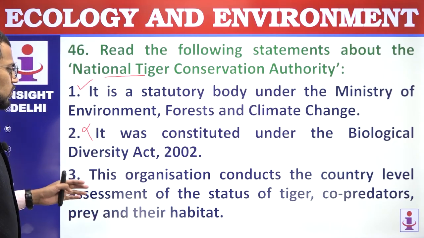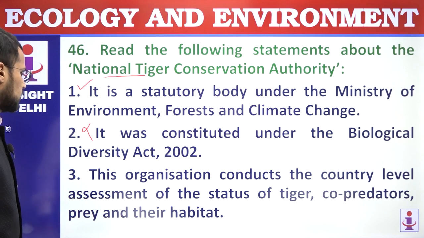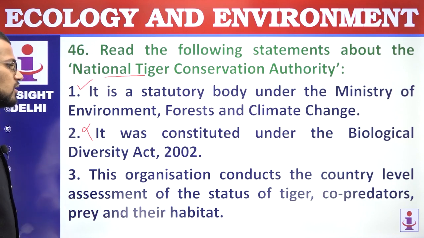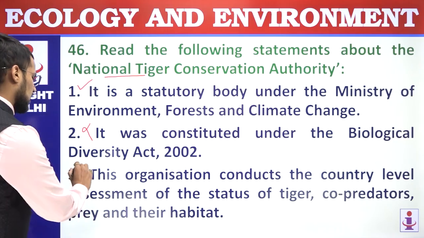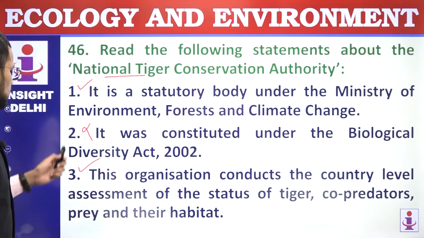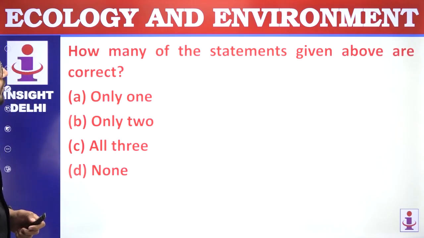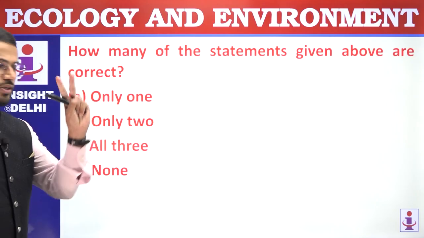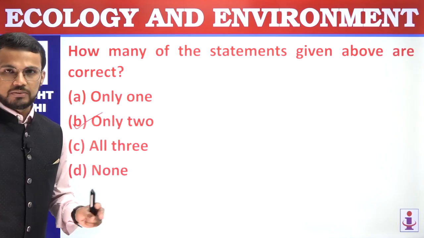Third, this organization conducts the country-level assessment of the status of tigers, co-predators, prey and their habitat. Correct statement. So first and third statements are correct. We are supposed to find out how many statements are correct. Two statements are correct, and that's why answer is B.